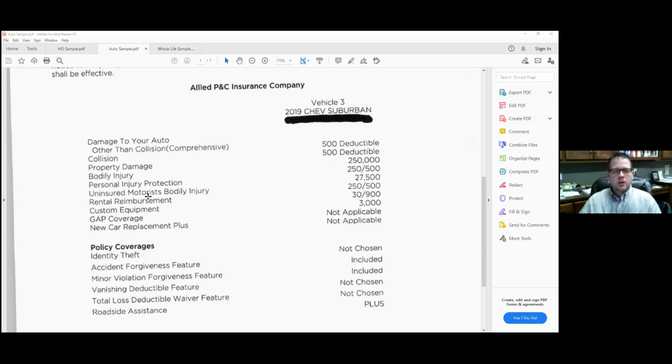Uninsured motorist bodily injury coverage. Sometimes it's called underinsured or uninsured. It's really the same thing. In Kansas, the minimum liability limits are $25,000 per person hurt, $50,000 per accident, and $10,000 of property damage.